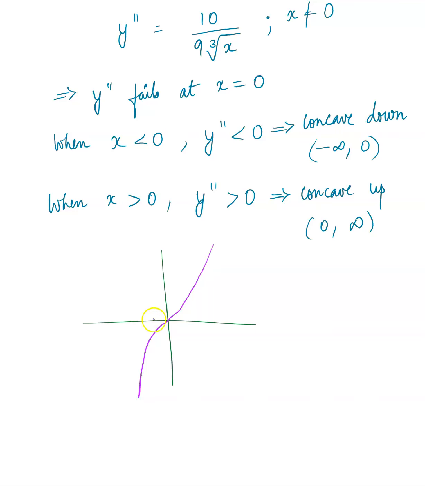So here what we see is this portion here, right? We said this is concave down. And this portion here is concave up. So you got that. You notice something happens here. We said that at 0, y double prime fails. So something happens there, and that place where y double prime fails, which is the 0 position, the origin, that's called the point of inflection. I'm going to define that shortly.